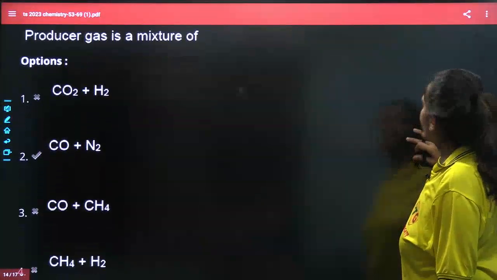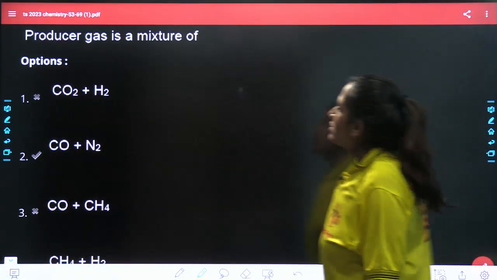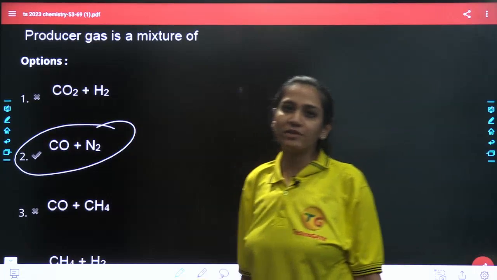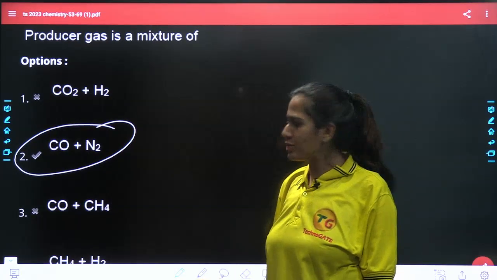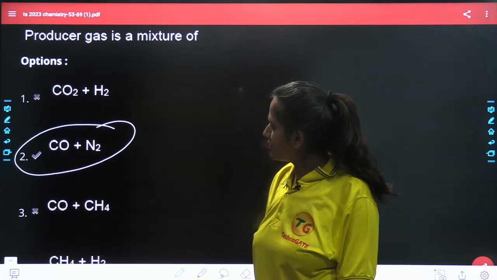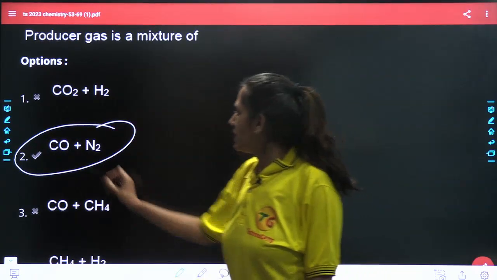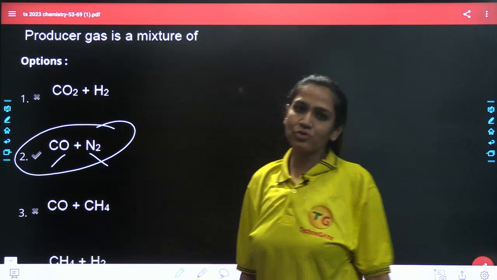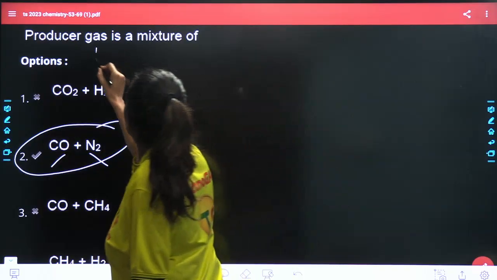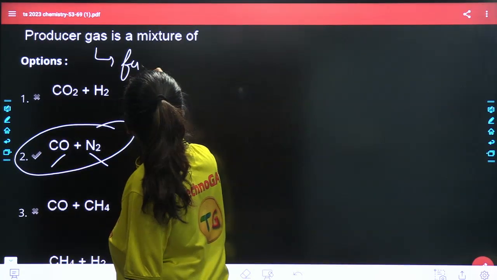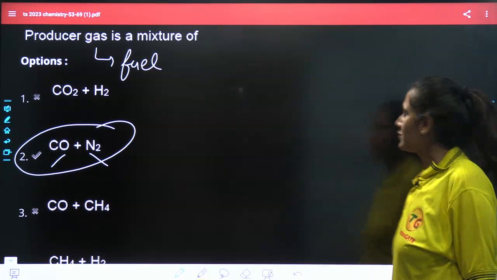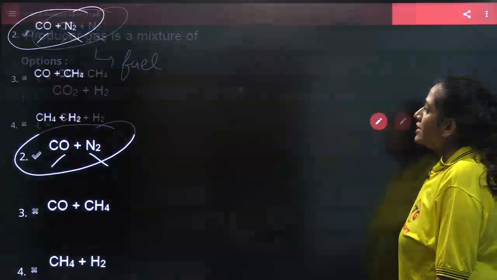Well, producer gas is a mixture of carbon monoxide and nitrogen. This is our producer gas. Okay, a little bit of hydrogen is also present, but in little quantity. In none of the options is it given, so no need to worry. Mainly it is carbon monoxide and nitrogen. It is nothing but a fuel. It is used as a fuel and it is a mixture of CO and N2. Clear? Next question.